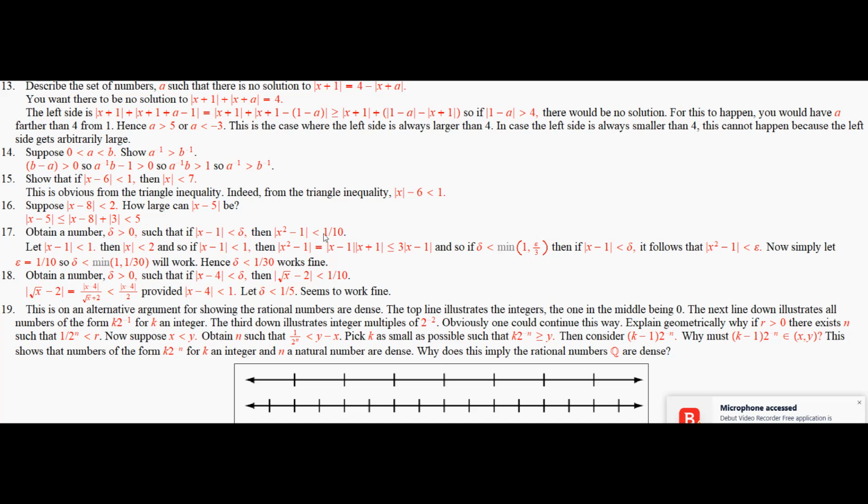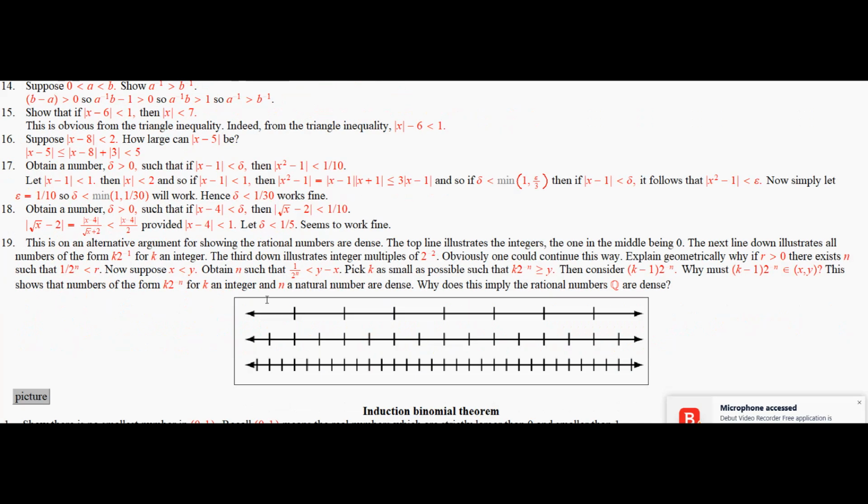Now in our case, epsilon is 1/10, so epsilon over 3 would be 1/30th, and of course that's smaller than 1. So if I let delta be less than 1/30th, this will be true. Okay? Obtain a number delta such that if x is closer to 4 than delta, then the square root of x minus 2 in absolute value is less than 1/10.